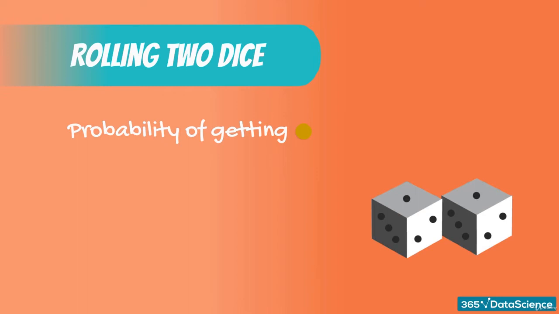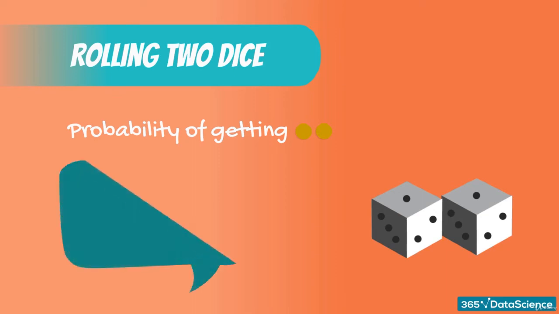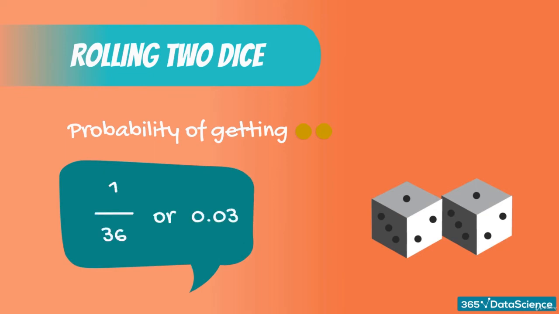What's the probability of getting a sum of 1? It's 0, as this event is impossible. The minimum sum we can get is 2. So, what's the probability of getting a sum of 2? There is only one combination that would give us a sum of 2, when both dice are equal to 1. So, 1 out of 36 total outcomes, or 0.03.